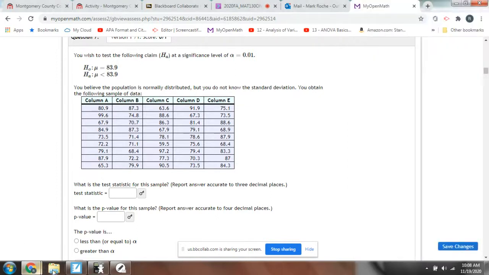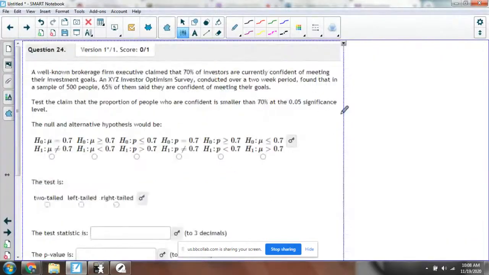But I did copy 24 just to show you the kind of word problems they might ask you. So it says a well-known brokerage firm executive claimed that 70% of investors are currently confident of meeting their investment goals. An XYZ investor optimism survey conducted over a 2-week period found that of the sample of 500 people, 65% said they were confident in meeting their goals.